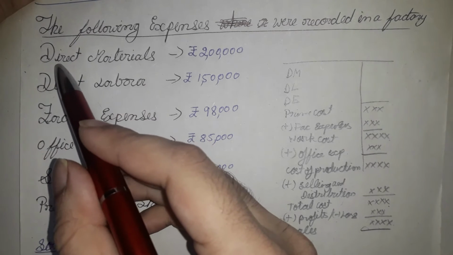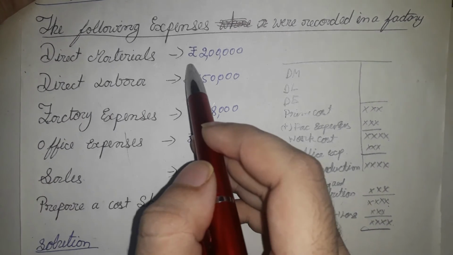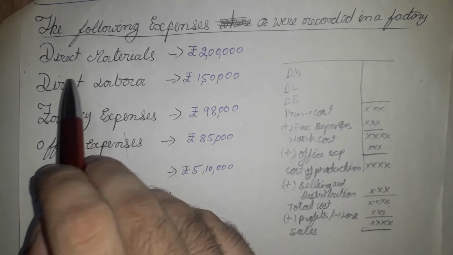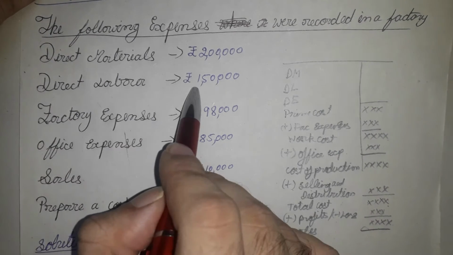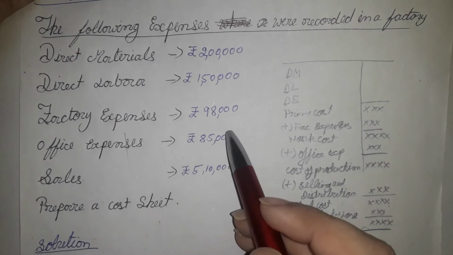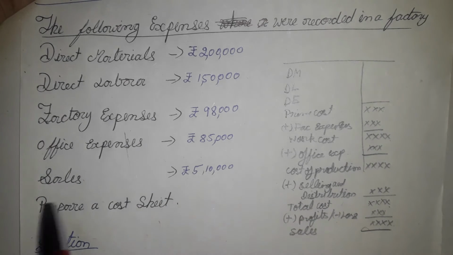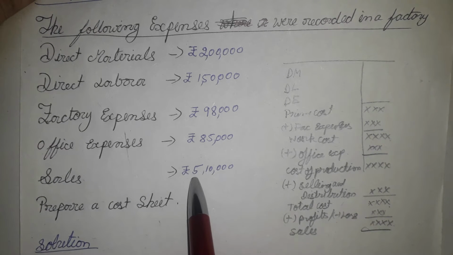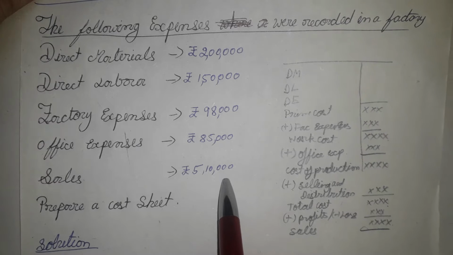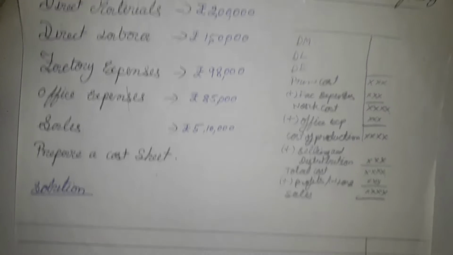In this question, they are telling there is a direct materials of 2 lakhs, so that we shall record it first. Direct labor of 1,50,000, factory expenditure of 98,000, office expenses 85,000, sales is given as 5,10,000. So let us begin our solution.